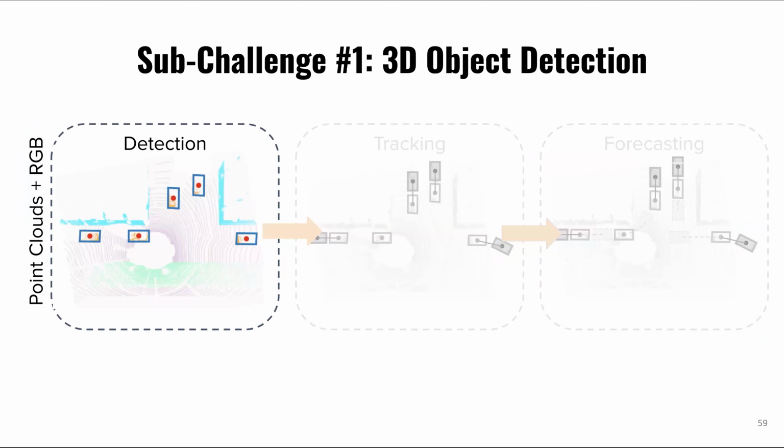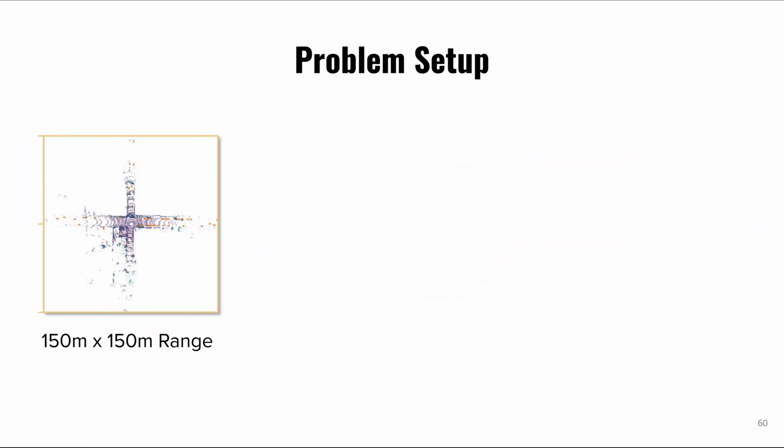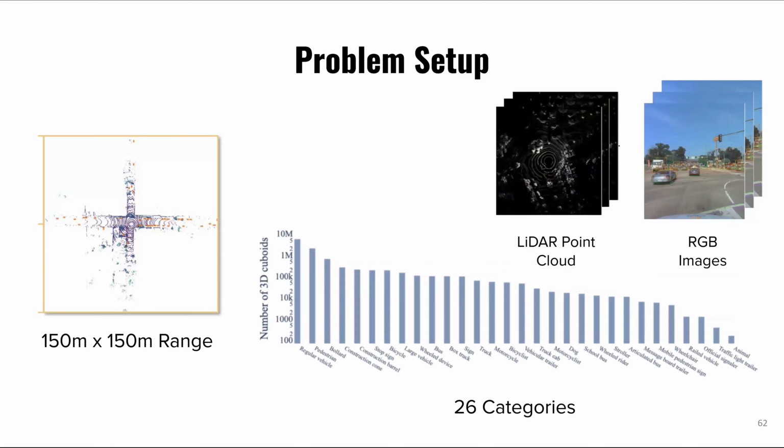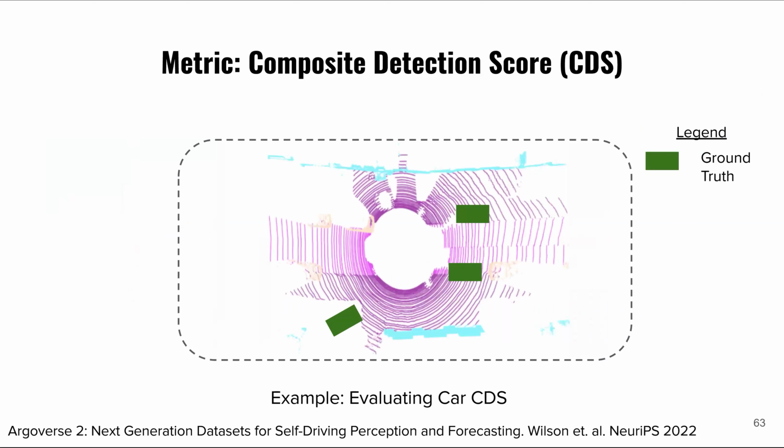First, I'll start with object detection. The problem setup here is that methods are required to predict outputs for a 150 meter by 150 meter range over 26 object categories. Notably, this is much larger than comparable data sets. And methods have access to LiDAR and RGB point clouds. Before we dive into the methods, let's understand how they're scored.